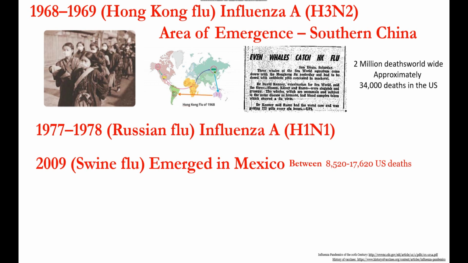In April of 2009, a new pandemic occurred, which was caused by H1N1, called the swine flu. The causative agent emerged from Mexico, and it was estimated that there were 8,520 to 17,620 deaths in the US alone. Global trade and travel helped swine flu spread to 122 countries in 6 weeks. The H1N1 pandemic had a course with 3 waves in spring, summer, and the fall.